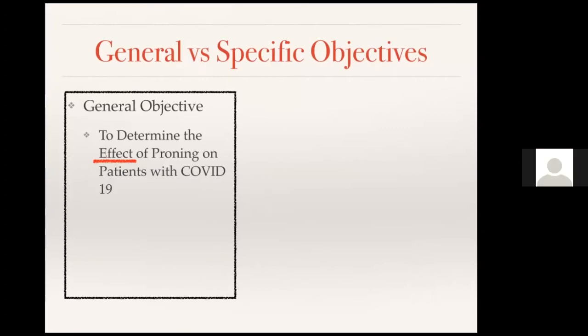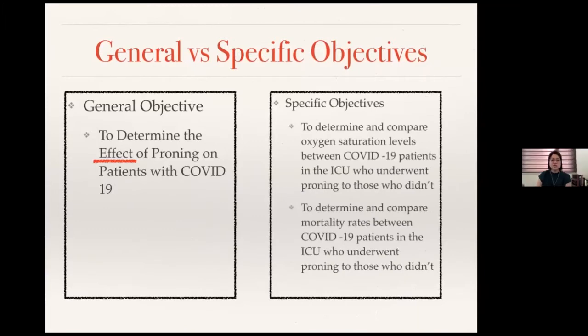So we make our objectives smarter by writing in the specific objectives, for example, to determine and compare oxygen saturation levels. So the oxygen saturation levels, that is specific and measurable, as well as more time-bound and relevant for our research. The other outcome, the other variable that we want, is to determine and compare mortality rates among COVID-19 patients in the ICU who underwent proning to those who didn't.